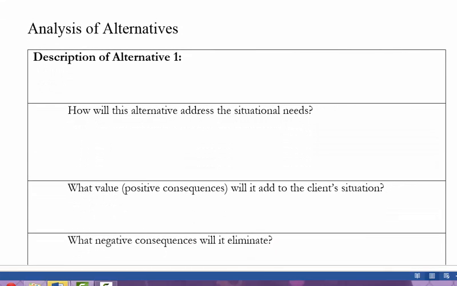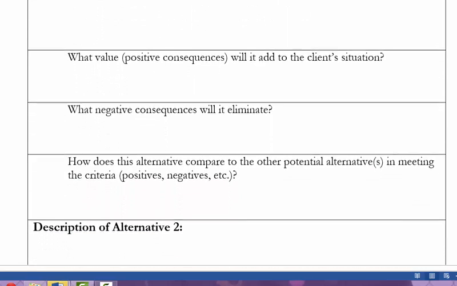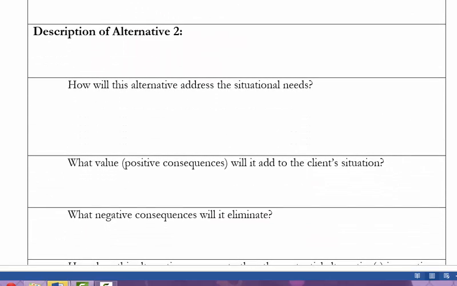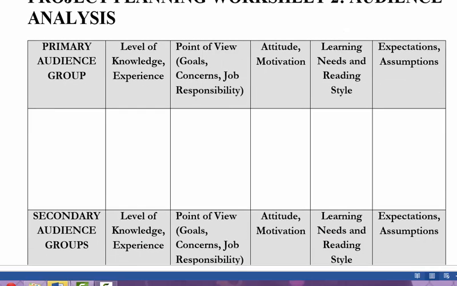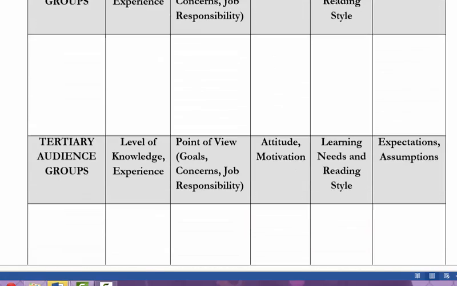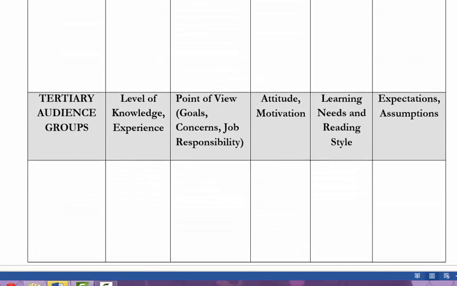Next, you're going to do an initial analysis of the 2 options that you're going to be comparing. And you'll answer the same questions for each option, and then we'll move on to project planning worksheet number 2, which is going to be a more in-depth analysis of your audience. So we're going to think about primary audience, secondary audience, and tertiary audience.